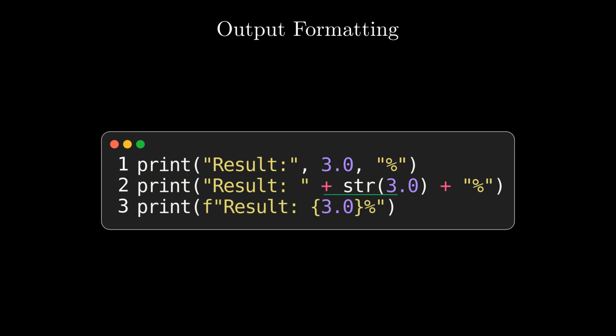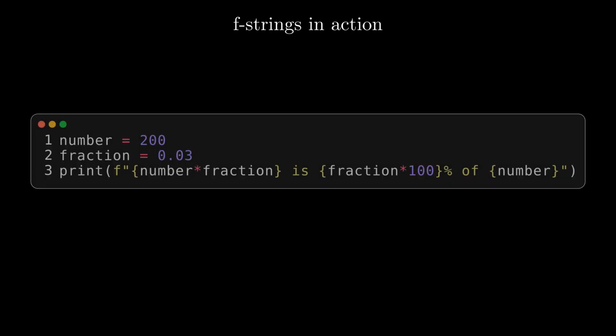Since Python 3.6, f-strings solve this in one step. No casting, no concatenation. Prefix the string with the letter f and place any expression inside curly braces directly in the text. Here's an f-string in action.